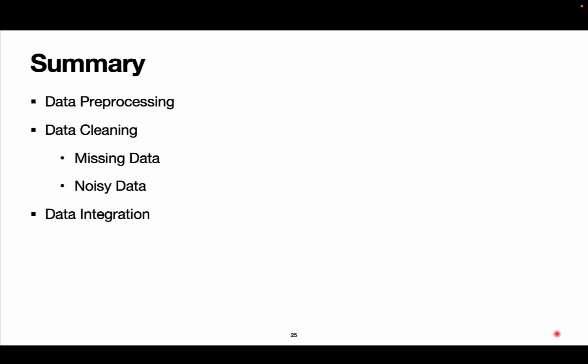In summary, we covered data processing tasks and discussed details about data cleaning and data integration.